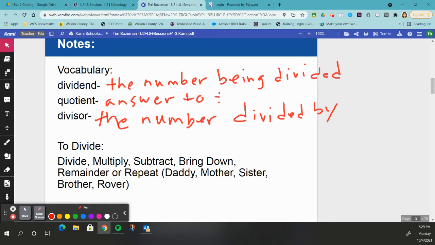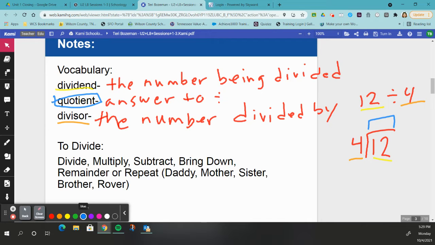So we're going to do a little sample over here. If we have 12 divided by 4, then 12, if we were putting this as long division, it would look like this, 12 divided by 4. So our dividend is the 12. Our divisor is the 4. And then when we find that answer, that would be our quotient. So those are our parts to a division problem.